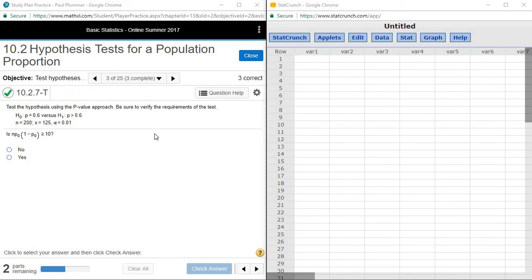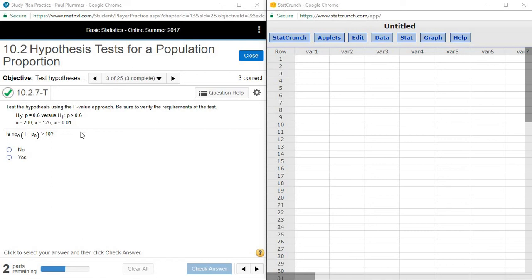In this chapter, we're looking at how to perform hypothesis tests for hypotheses about population parameters. Specifically, in this problem, we're looking at population proportion. So the hypothesis we want to test is whether the proportion is equal to 0.6 versus whether the proportion is greater than 0.6. We're going to perform this test using a p-value approach, and we're going to use StatCrunch to calculate the p-value.